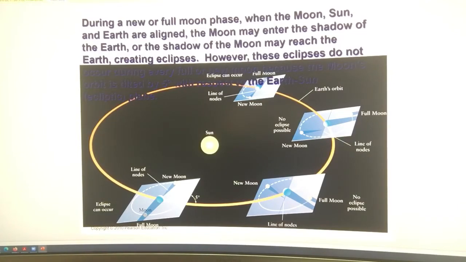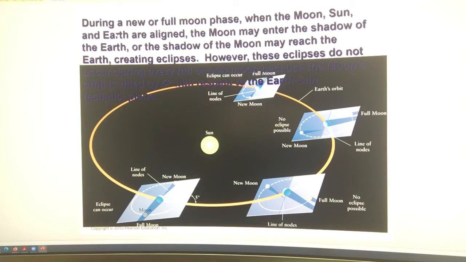Today's topic, we're going to talk about eclipses, including both solar eclipse and lunar eclipse. During a new or full moon phase, when the moon, sun, and earth are aligned, the moon may enter the shadow of the earth, or the shadow of the moon may reach the earth, therefore creating different types of eclipses, either lunar eclipse or solar eclipse.